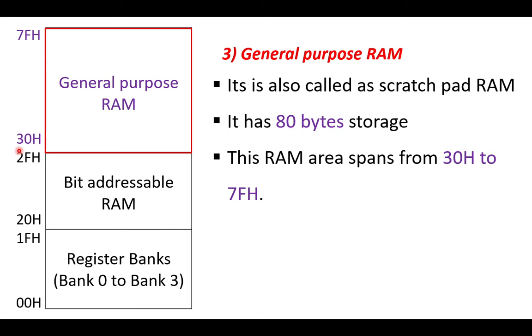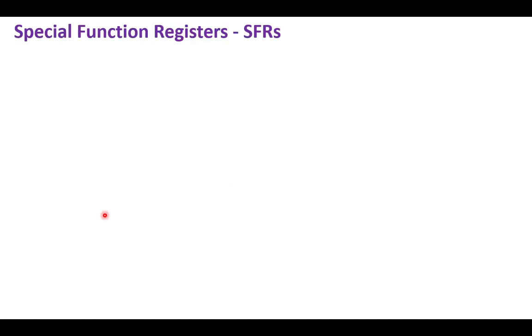If you count 30H, 31H, 32H up to 7FH, it will be a total of 80 bytes of storage area, and it is strictly byte addressable. Register banks are also byte addressable. Only the bit addressable area is bit as well as byte addressable.